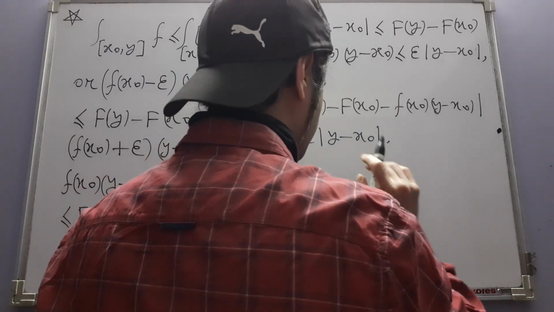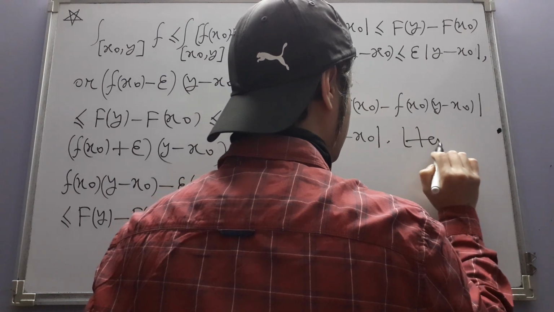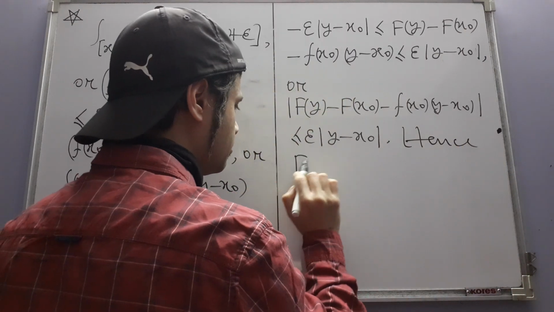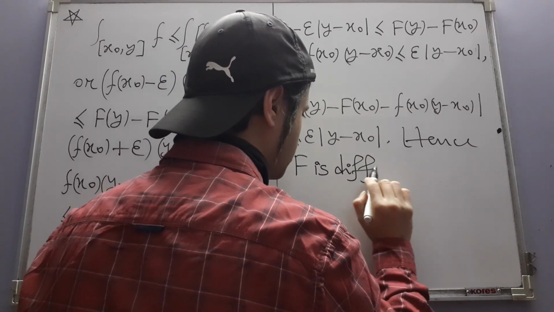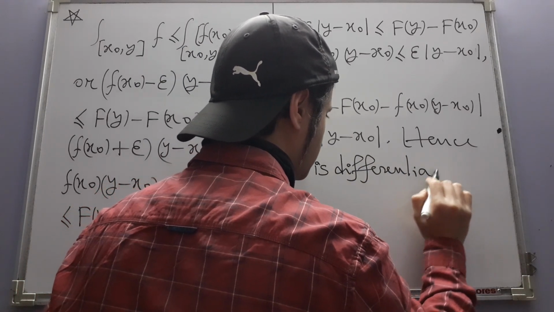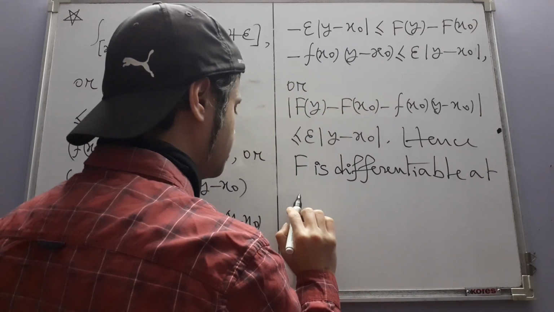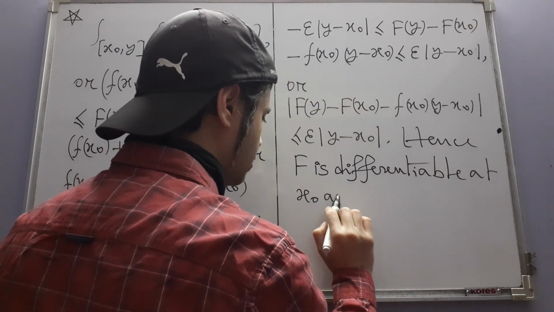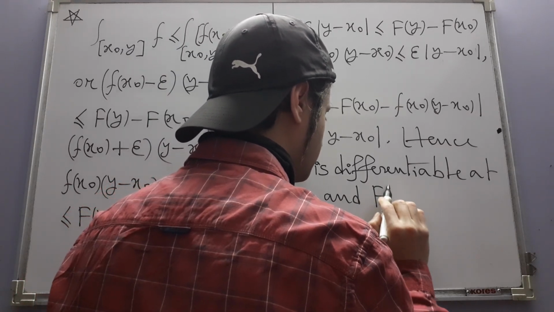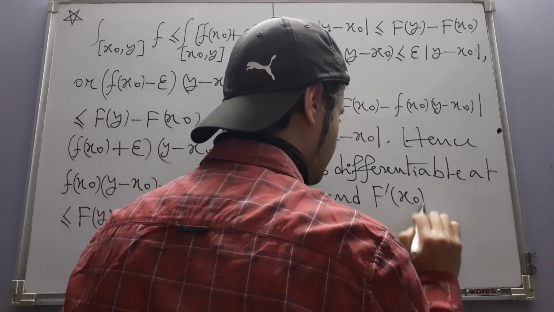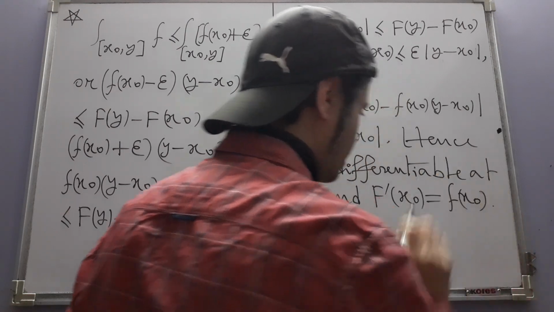And we can, of course, we have to conclude. Hence, capital F is differentiable at x naught, and by Newton's approximation, its derivative at x naught is equal to the value of the function at x naught.